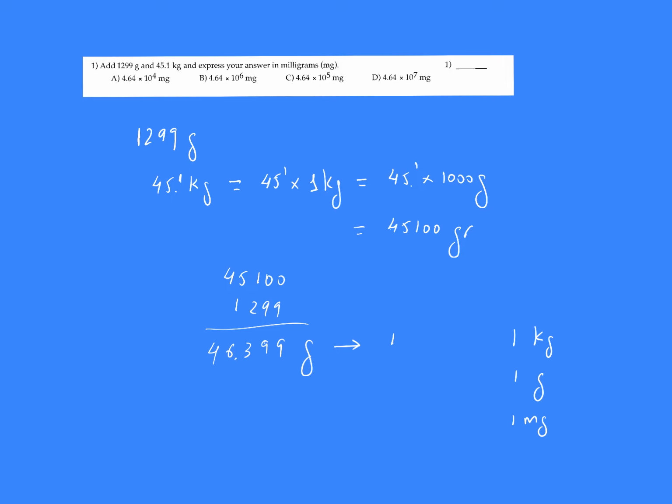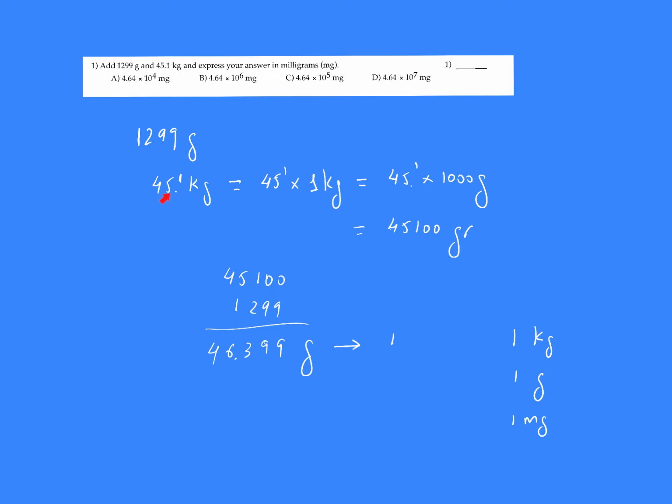Welcome back. Let's solve this problem about units. You have 1,299 grams, and it says add 1,299 to 45.1 kilograms and express the answer in milligrams. What the problem is trying to teach you is that when you are going to add something, you need to add in the same units.